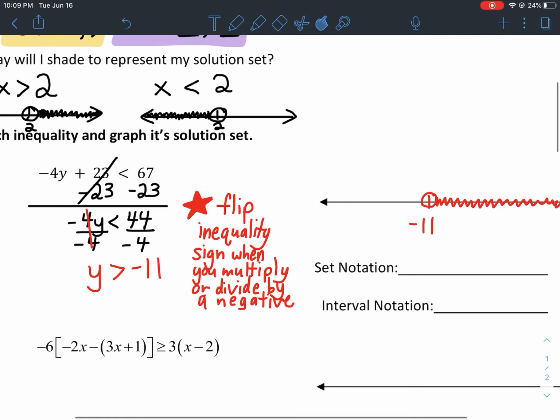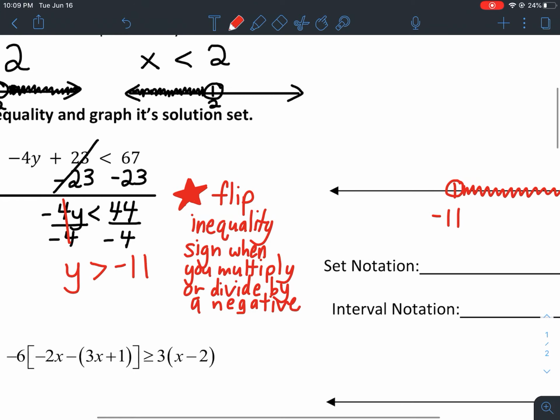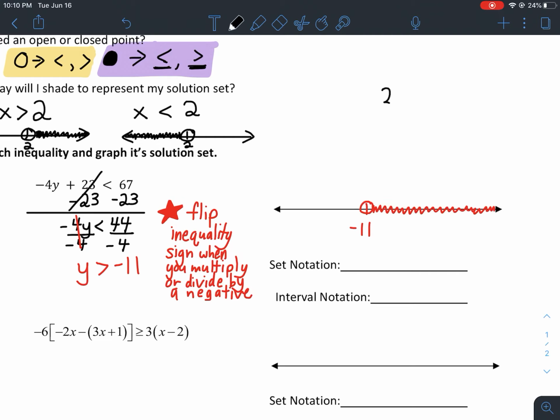And one reason why you're flipping that inequality sign, think if you had this statement here. If I had 3 is greater than 2, that would be a true statement. But let's think if I made them both negative. If I divided them both by -1 or multiplied by -1, it would become -3 and -2. Is -3 greater than -2? It's actually not. -2 is bigger than -3 because it's closer to 0.